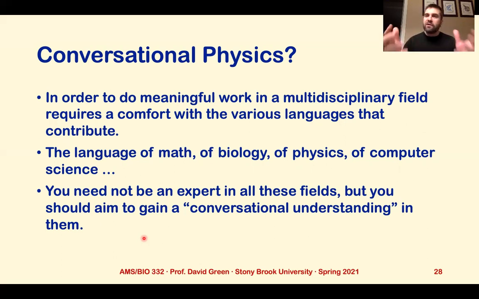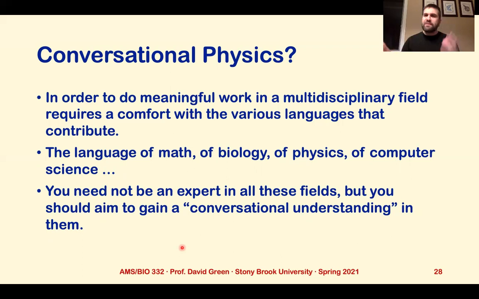Many people working in computational modeling of biological systems generally, cellular physiological systems, neurophysiological systems, have a focus in one area. They may primarily be a physicist, or they may primarily be a biologist, or they may primarily be a mathematician. That is fine. You don't need to be an expert in all of these areas to do work in this area, but you do need to have enough of an understanding.